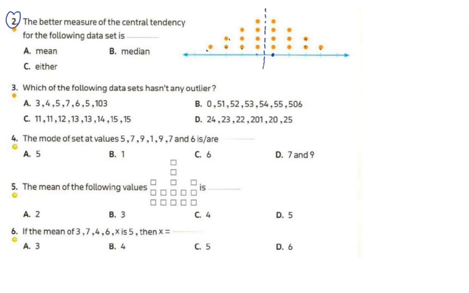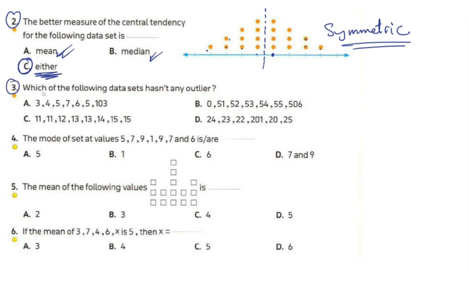So these figures are symmetrical or symmetric graph. So when you have a symmetric graph, use the median or the mean. So the median and the mean are okay, so I will choose point C, easier, which is any one of them.